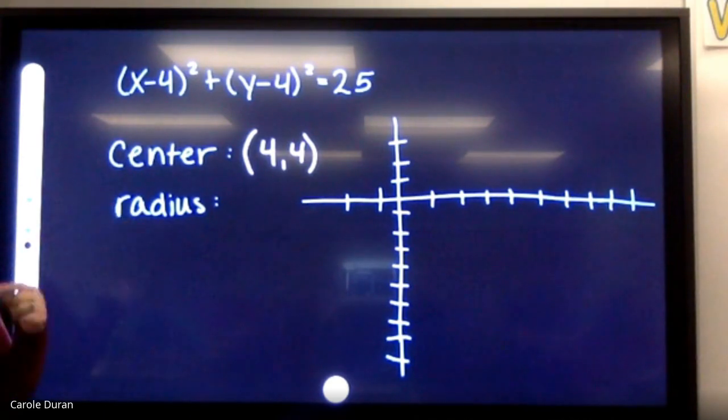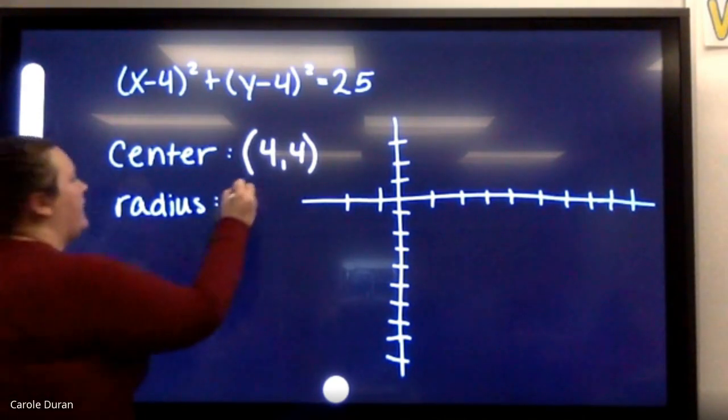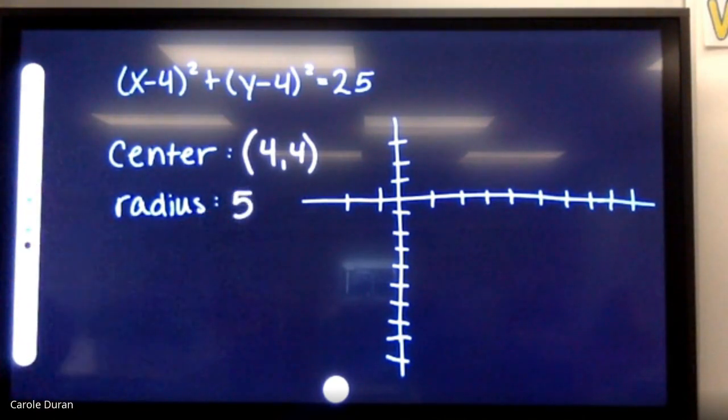Okay. Steven, what's the radius of my circle? 5. So we just square rooted that 25 right there. And now I can plot my point, right? Points. Points, as in plural.